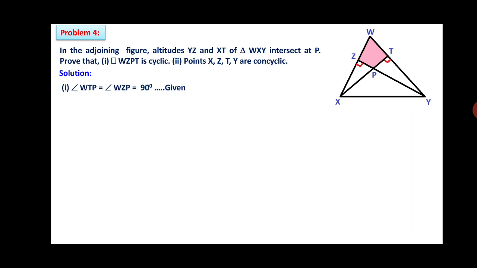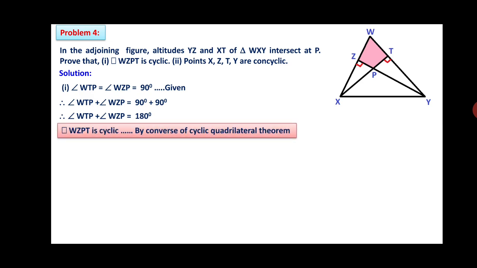So we start here. Angle WTP is equal to angle WZP is equal to 90. It is given. Therefore, angle WTP plus angle WZP is equal to 90 plus 90. Therefore, the sum of angle WTP plus angle WZP is equal to 180. Therefore, quadrilateral WZPT is cyclic, by the converse of the cyclic quadrilateral theorem: if one pair of opposite angles is supplementary, then it is a cyclic quadrilateral. Accordingly, this quadrilateral WZPT will become cyclic.